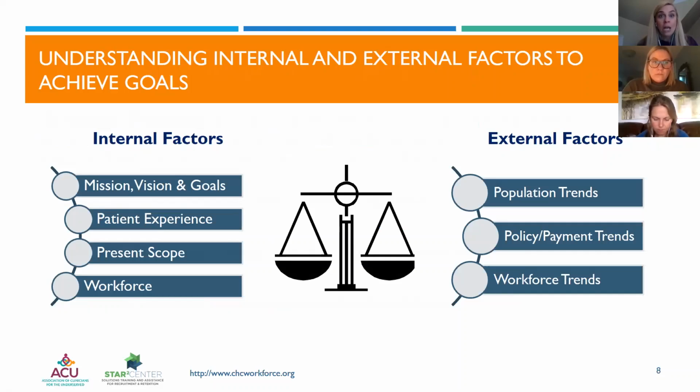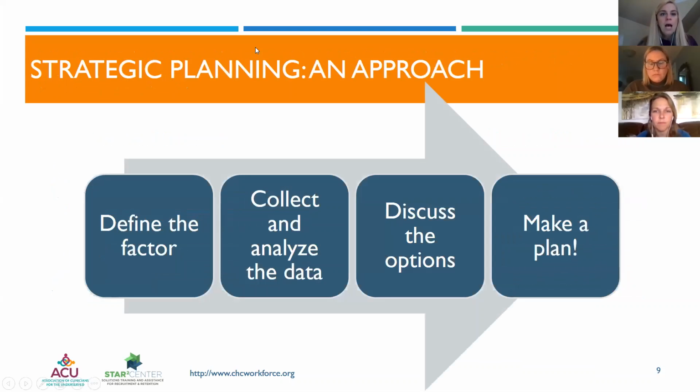So with strategic planning, really you want to focus on two things. When your health centers are doing this, they're going to be looking at the internal factors and the external factors. The internal factors are things like the mission, vision, and goals of your organization. This is huge. This is something that's focused into everything that a health center does. Patient experience. What do your patients think about what's happening at the health center? What's their patient satisfaction? Present scope. What types of care do you have at your health center, right? So what kinds of care do you offer? And then some other things, workforce.